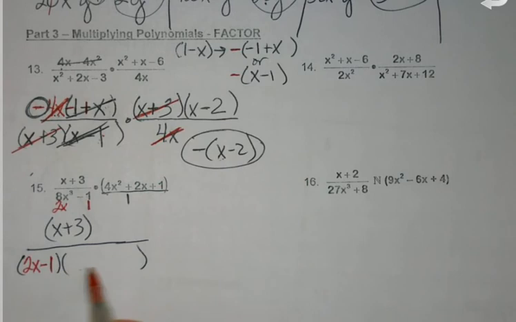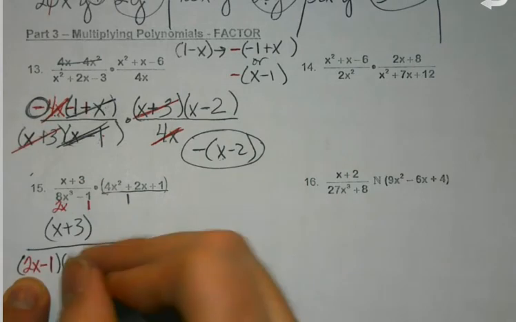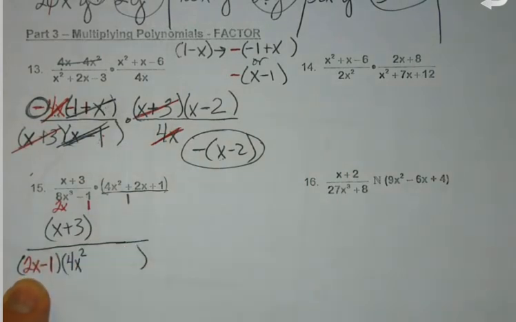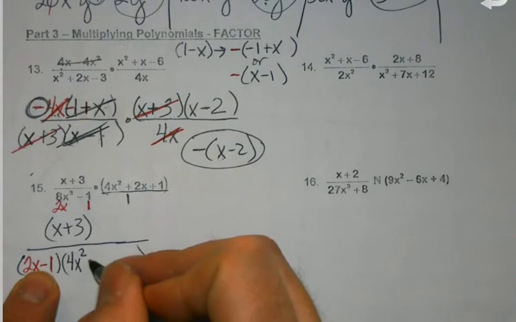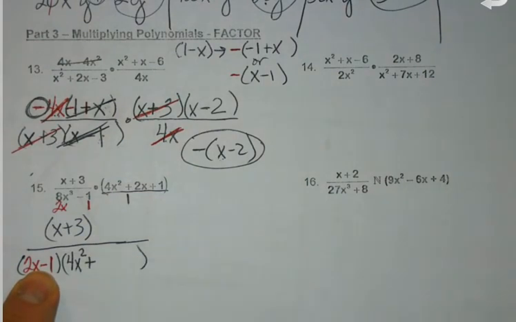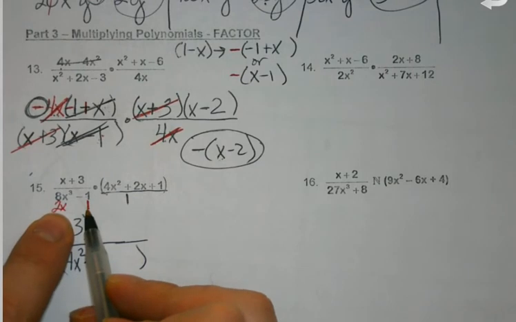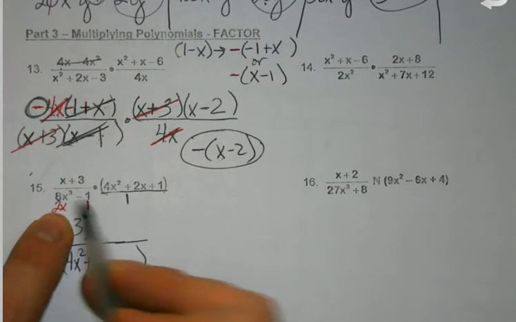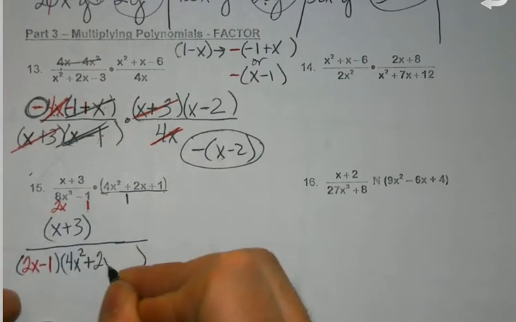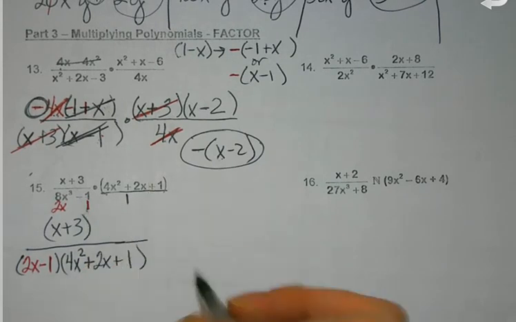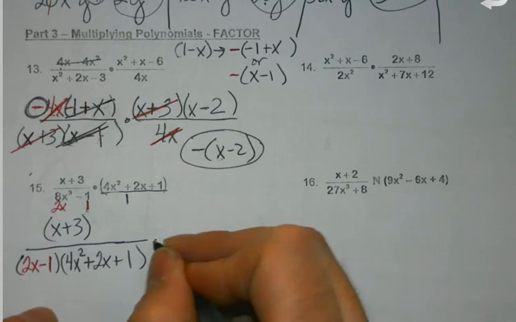And then to get this side, just a review reminder, you square your first term. So I square the 2 and the x, which would give me 4x squared. You change the sign in the middle, which becomes plus. You multiply your two individual terms together. So 2x times 1 is 2x. And then you square your last term. 1 squared is 1. Huh, what a coincidence.